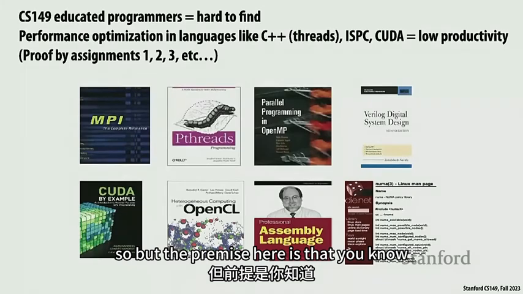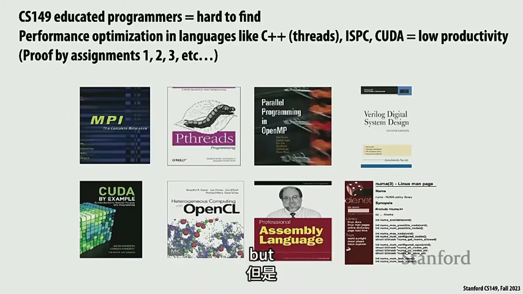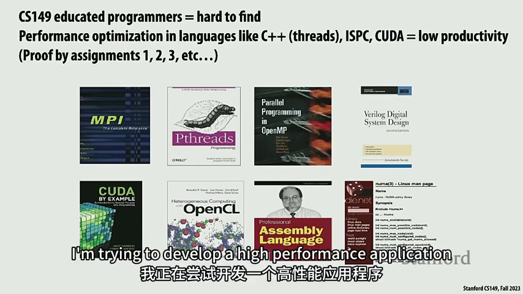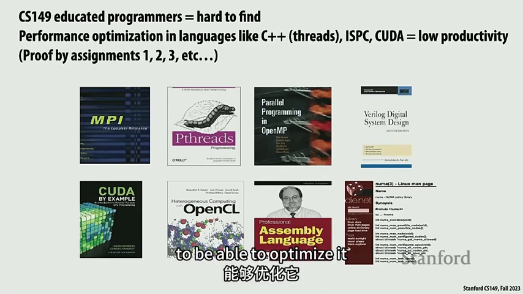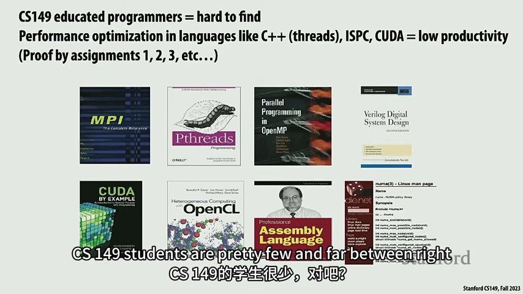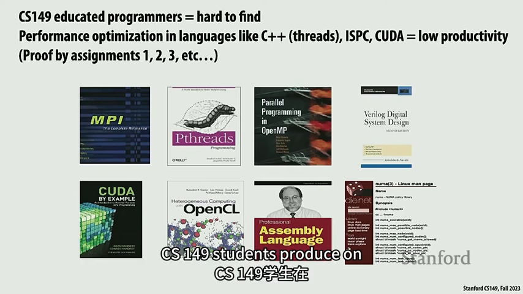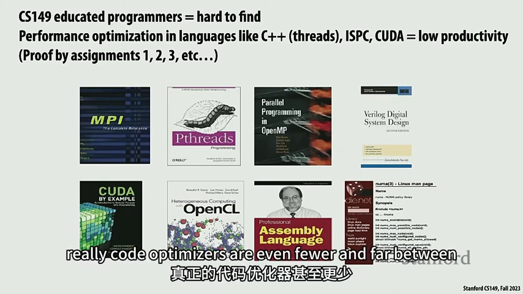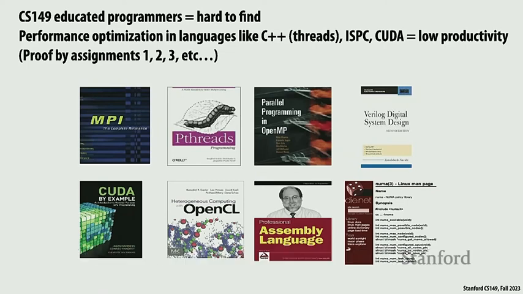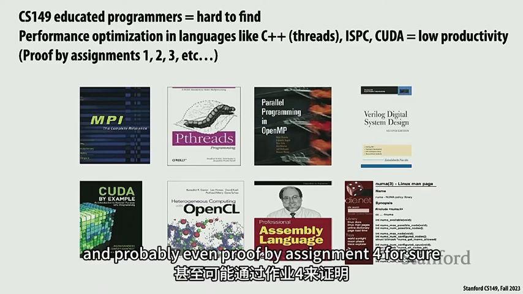So the premise here is that, we haven't used all of these programming systems. Some of them might be familiar to you, but if I'm trying to develop a high-performance application, I need some pretty smart people to be able to optimize it. I need CS149 students, and in the grand scheme of programmers, CS149 students are pretty few and far between, right? And if you look at the range of performance that even CS149 students produce on their assignments, really code optimizers are even fewer and far between. So proof by assignments 1, 2, and 3, and probably even proof by assignment 4 for sure.